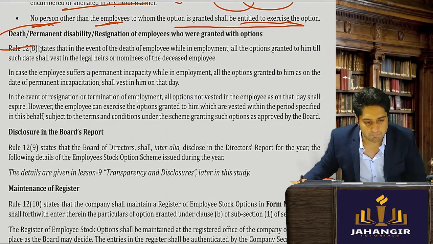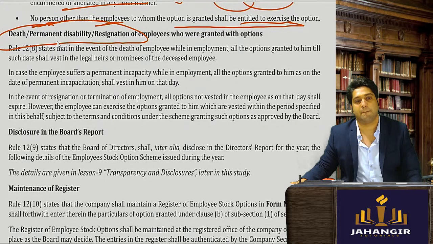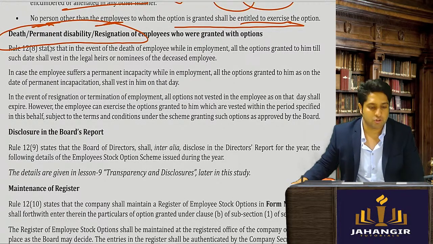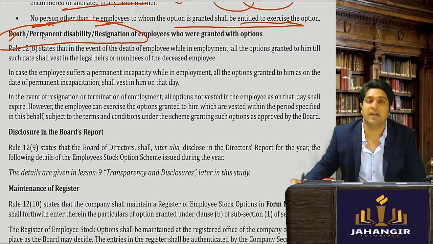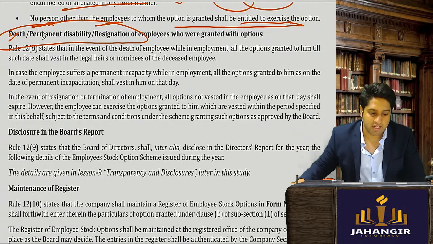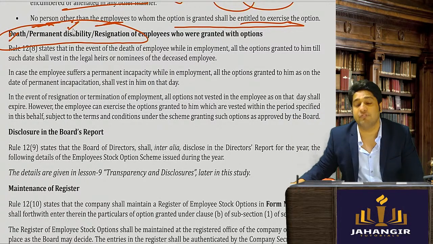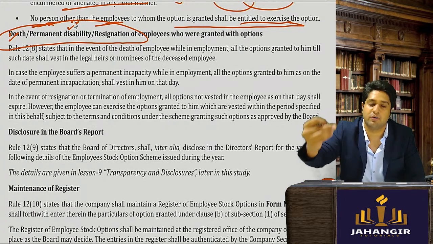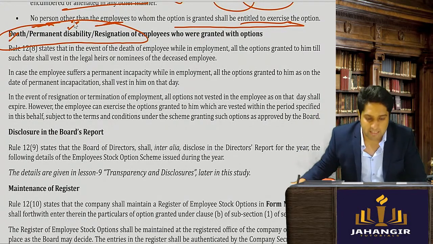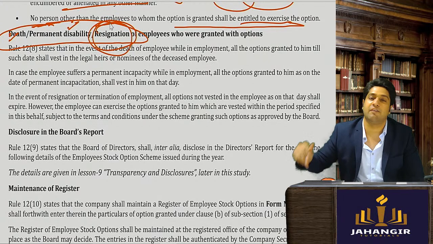If there is a death, permanent disability or resignation, then what will happen? If there is a death, it will go to his legal heirs. If there is a permanent disability, from the date of permanent disability, it will go in the employee's name. If he resigns, it will be forfeited.